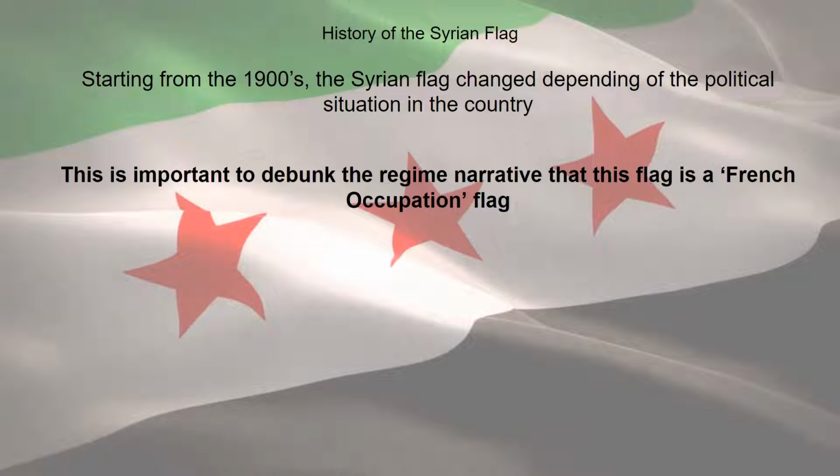So this week, we're going to talk about a light subject, which is the history of the Syrian flag and how it changed through the years, depending on the political situation in the country. We think this subject is important to debunk the regime narrative that the flag that the revolution is currently using is a French occupation flag.